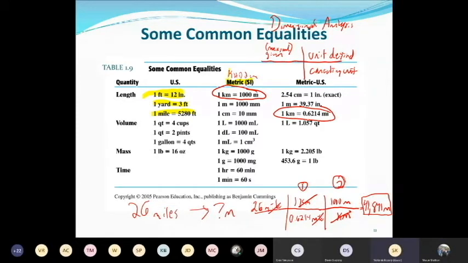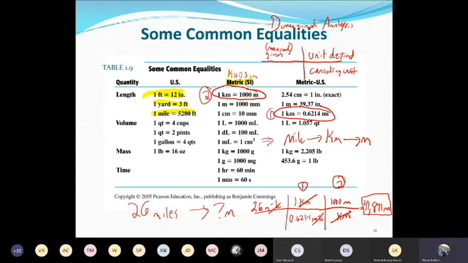Yes, please. All right, so take your 26 miles. You're going to convert miles into kilometers first, and then you will convert kilometers into meters. Okay, so this is your first conversion factor, and this is your second conversion factor. What you want to try to do is set yourself up a roadmap. Okay, so this here is your roadmap.